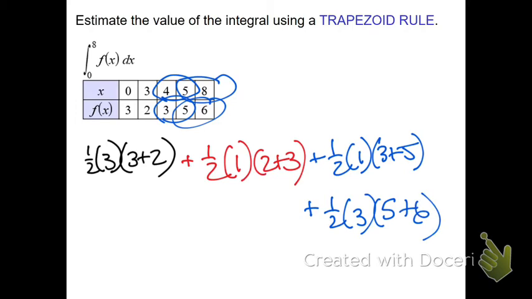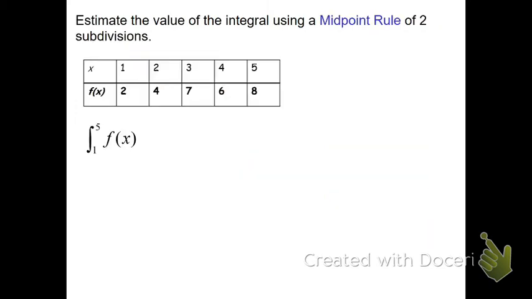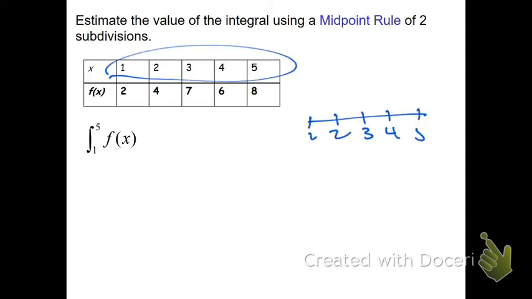Last one, midpoint rule. The midpoint rule is the one that I actually do still have to draw because I'm dumb. And I just graph it every time real quick. 1 through 5. 1, 2, 3, 4, 5. 2 subdivisions. Make 2 random rectangles. I don't care if they're drawn to scale and have the wrong height. Could care less. Just get 2 rectangles.